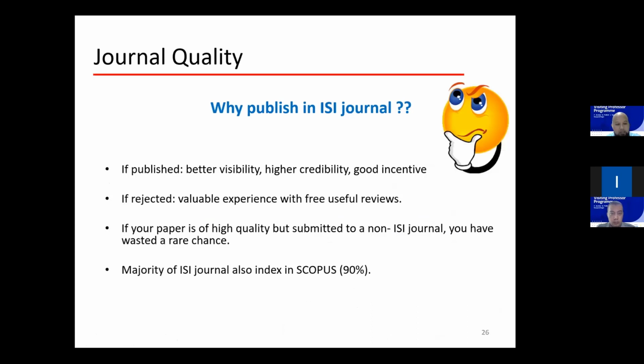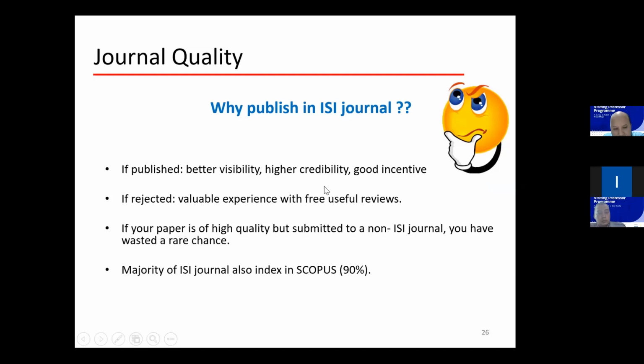Okay, so why, for example, encourage the staff and students to publish in ISI journals? For PhD students, they need to publish a minimum of 2 ISI journal papers in order to submit their PhD thesis. For master's, 1. Okay, so why encourage ISI journals? Okay, because it will get better visibility, higher credibility, and good incentive.